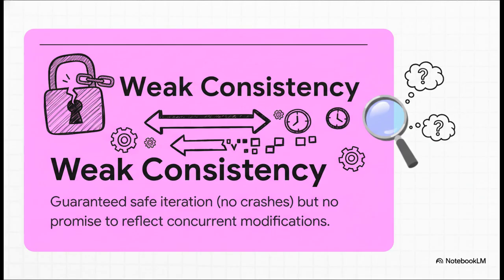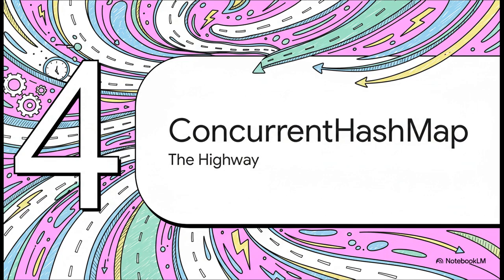So this behavior actually has a formal name. It's called weak consistency. You can think of it as a contract, a deal that Java is making with you. Java guarantees that your loop will be safe, no crashes, no corrupted data. But in return, it makes absolutely zero promises that your loop will see any changes made by other threads while it's running. All right, let's talk about the real star of modern Java concurrency, ConcurrentHashMap.